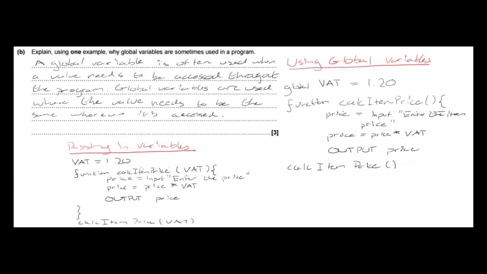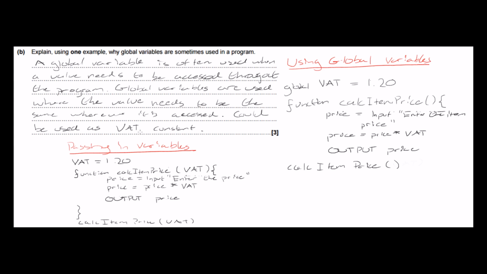And as I said a minute ago, in the next tutorial we'll be taking a look at why passing in variables is generally accepted to be the better method of doing this. But for our one example, we can say that a global variable could be used as a VAT constant. Okay, that's the end of this tutorial video.